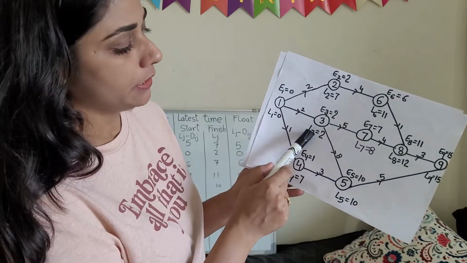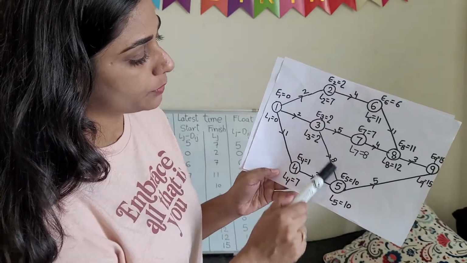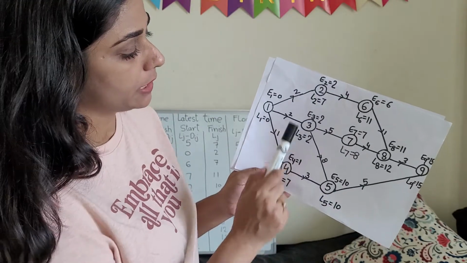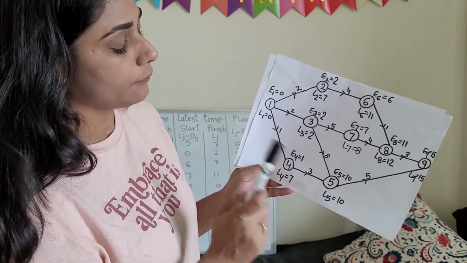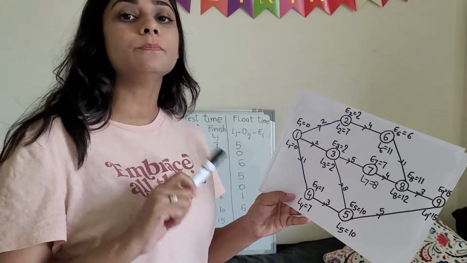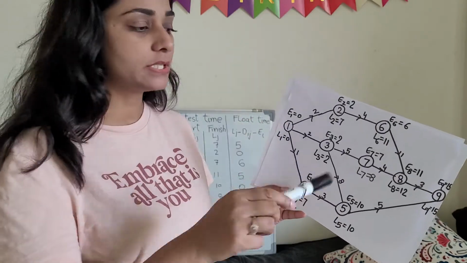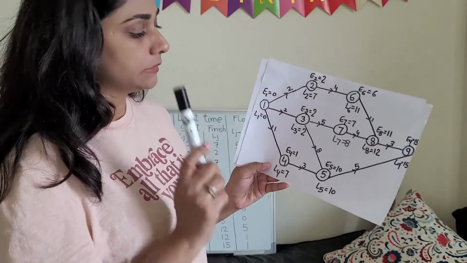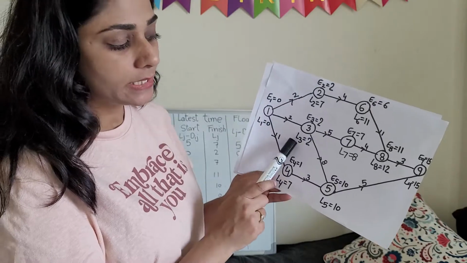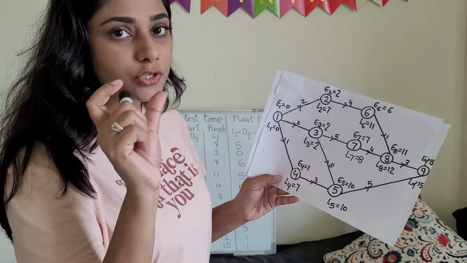Now L3. Now pay attention guys. Here two activities are going out from this event, L3. So for calculating the latest time, we will select the minimum, the shortest duration. To calculate the earliest time, we select the longest one, and to calculate the latest time, we select the shortest one.